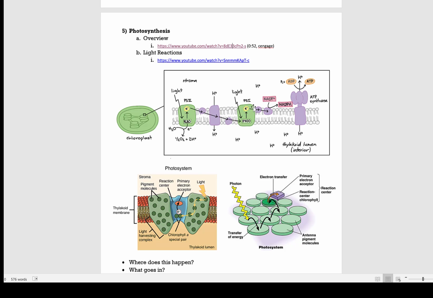So where you're going to make a mistake is confusing this with oxidative phosphorylation in cellular respiration. So be careful, read questions very carefully.